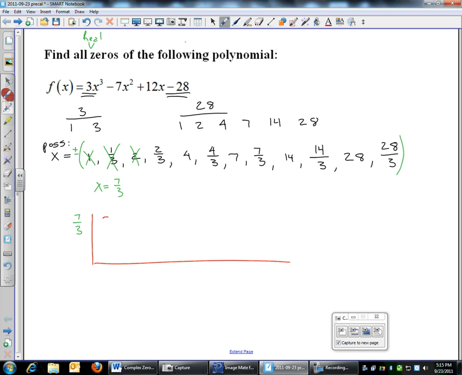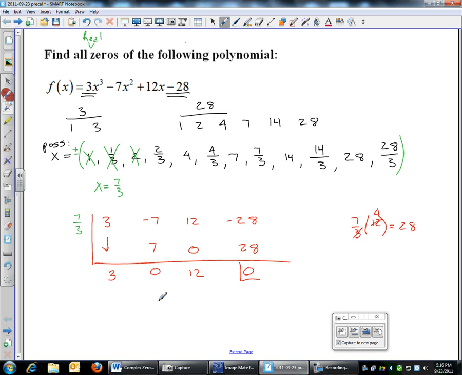So I have 3x cubed, negative 7x squared, 12x, and negative 28. Even though it looks painful, it usually cleans up really nice. I bring down my 3. 7/3 times 3, those 3's cancel and you're left with 7. Negative 7 plus 7 is 0. 7/3 times 0, 12 plus 0 is 12. And then 7/3 times 12, 3 goes into 12 4 times, so those cancel, leaving me with 28. And 28 is exactly what I wanted because I need a remainder of 0.